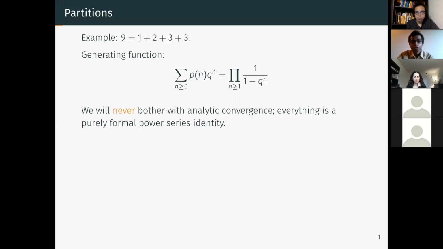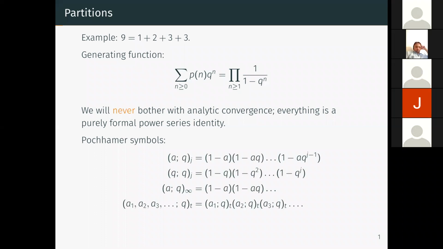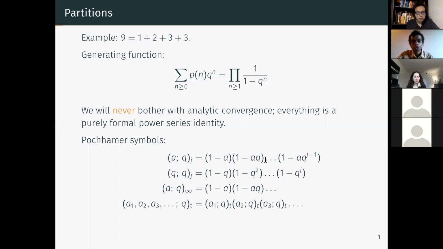One thing I should mention is this notation is very crucial. It's kind of like factorials, but in the q world. These are called the Pochhammer symbols. You take a parameter a, and then a base q, and the subscript j tells you how many products you have. You start with 1 minus a, and you go to 1 minus a q to the j minus 1. So in total there should be j terms, which is the subscript here.